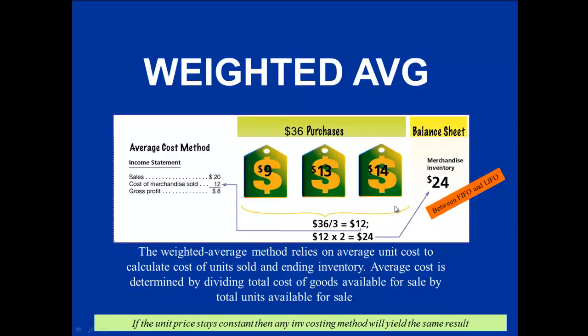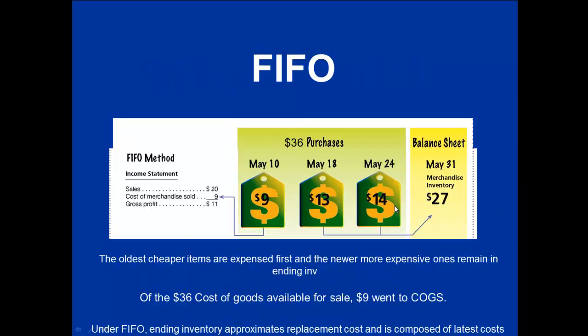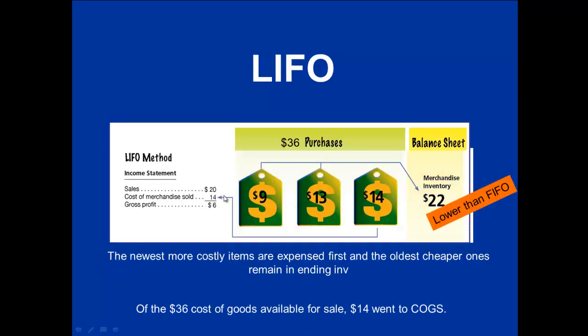Let's take a look at what FIFO had. FIFO, we had $27 in inventory and $9 in cost of goods sold for the total of $36. Here we have $14 in cost of goods sold and $22 left on the balance sheet, which also totals $36. Okay, so the newest, more costly items are expensed first, and the oldest, cheaper ones remain in ending inventory. So of the $36 cost of goods available for sale, $14 went to cost of goods sold.